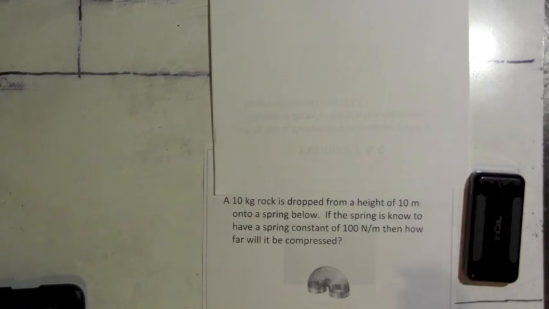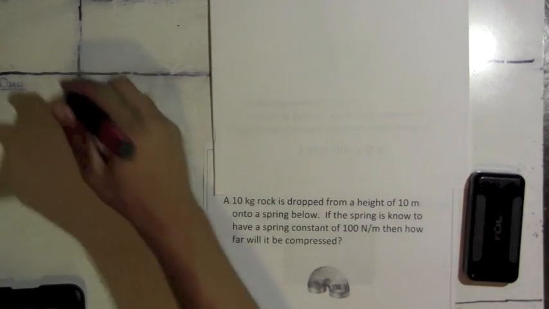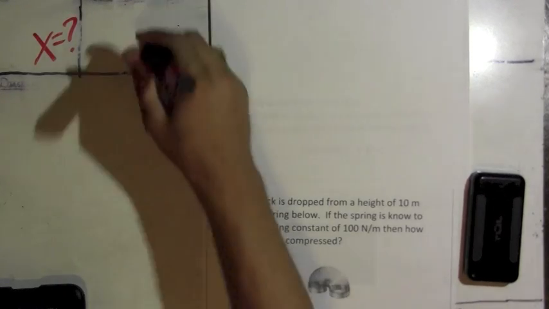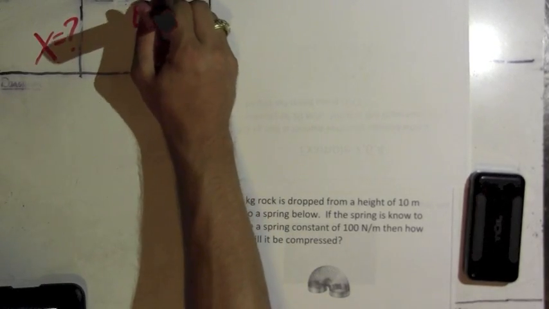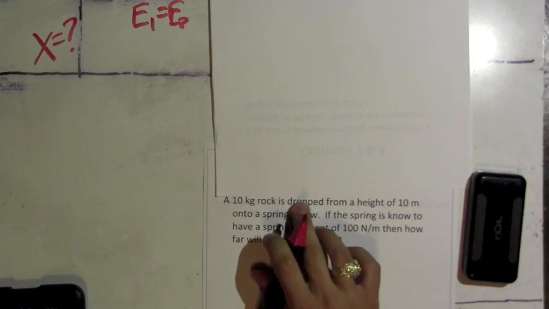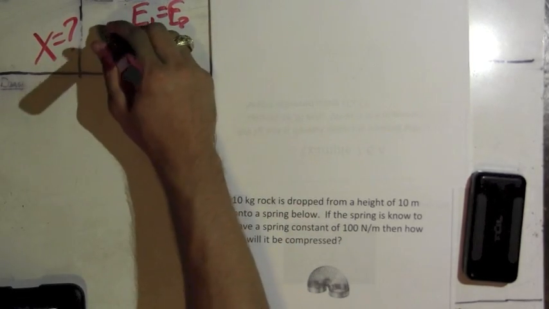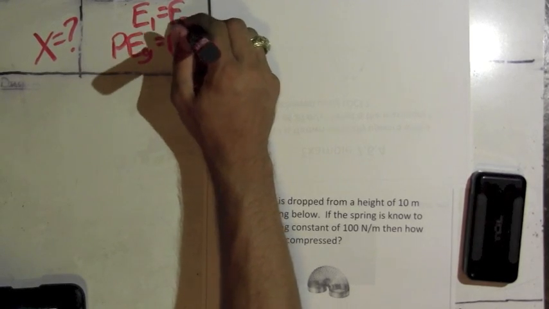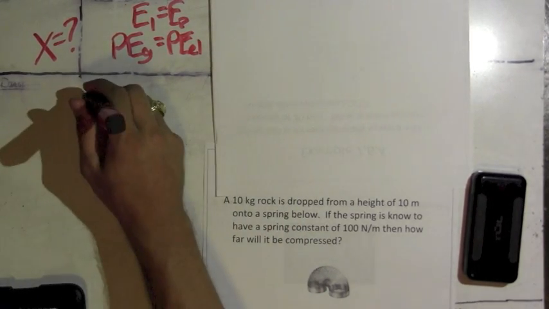So we're going to start off with, we are trying to solve for how far the spring is compressed, which is our x value. We know that we can use conservation of energy. Since I know I have a spring and being dropped involved, I know I'm going to have potential energy due to gravity, and I'm going to have potential energy due to some sort of elastic situation. So here's basically what we have.